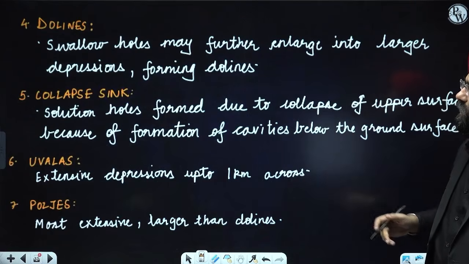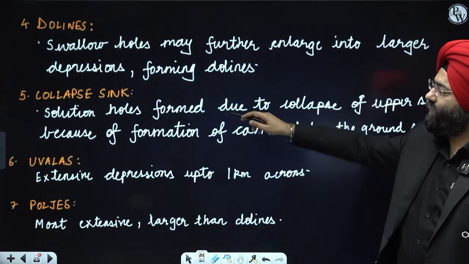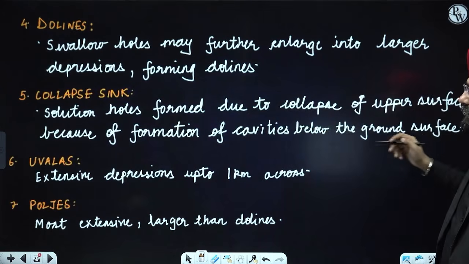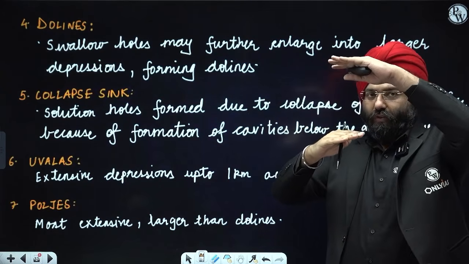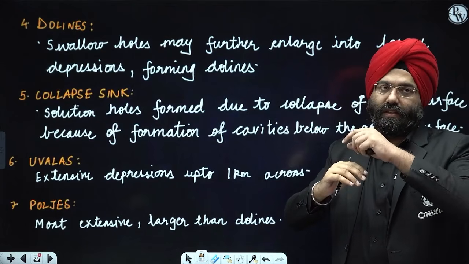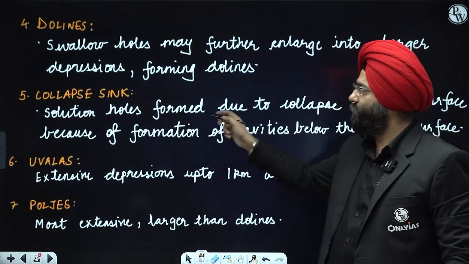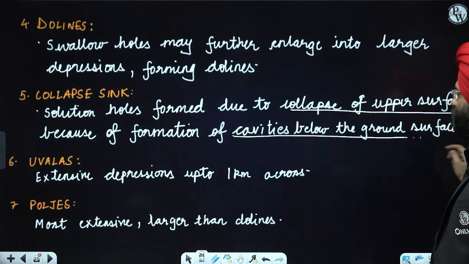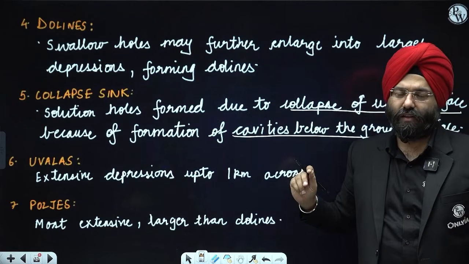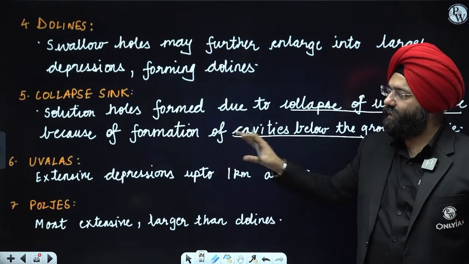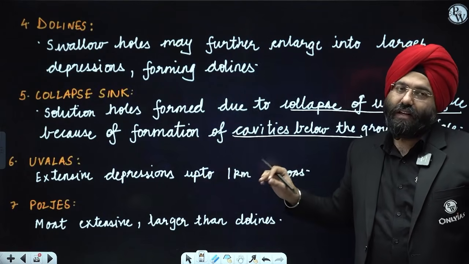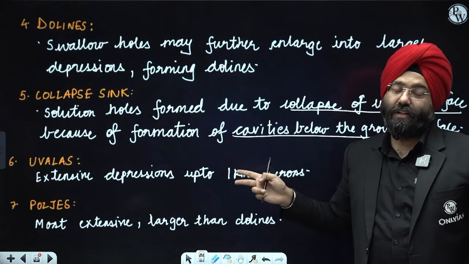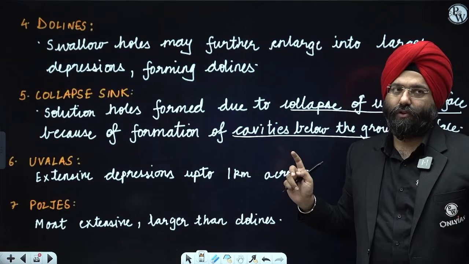Now, when we move further, collapse sinks. Solution holes formed due to the collapse of the upper surface because of the formation of cavities. Sometimes the fall of the upper surface because of the dissolution process is known as a collapse. So solution holes are formed due to the collapse of the upper surface because of the formation of cavities below the ground surface. We will be seeing this again in the internal processes also. Over here, please understand, every word becomes important because this has been asked. These 2 points have repeatedly been asked in the mains exam and prelims examination also.